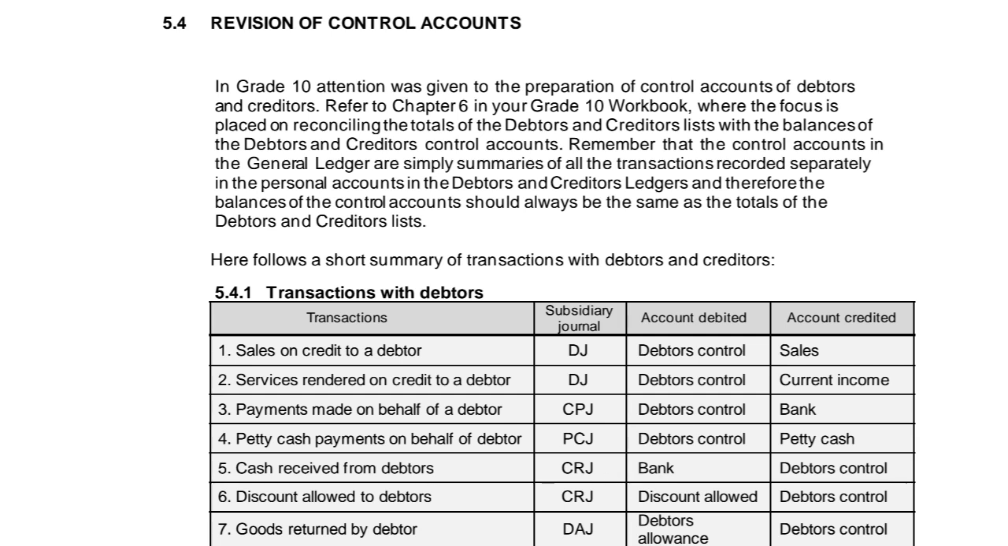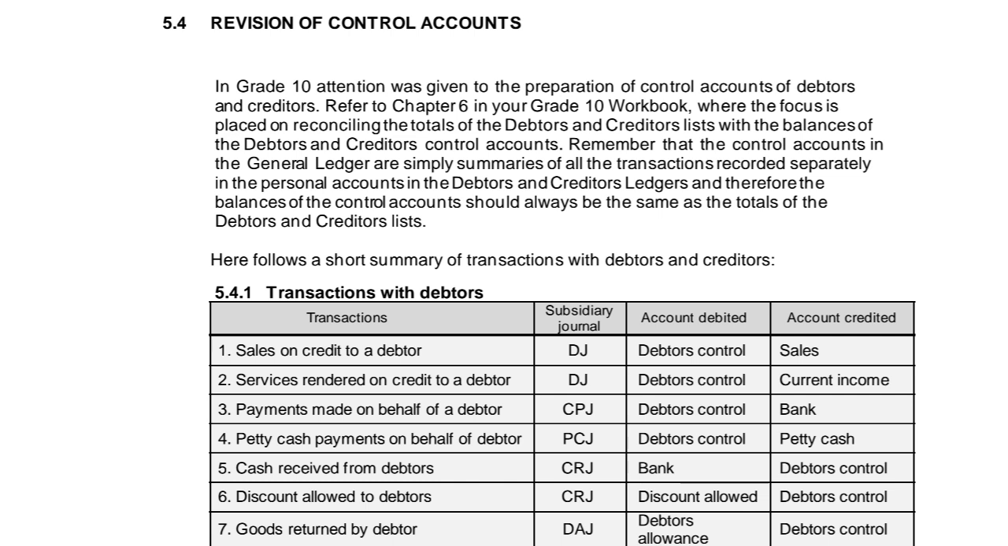5.4 Revision of Control Accounts. In grade 10, attention was given to the preparation of control accounts and debtors and creditors. Refer to Chapter 6 in your grade 10 workbook, where the focus is placed on reconciling the totals of the debtors and creditors list with the balances of the debtors and creditors control accounts.